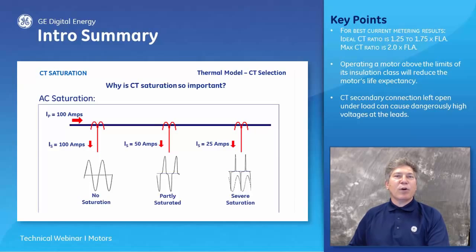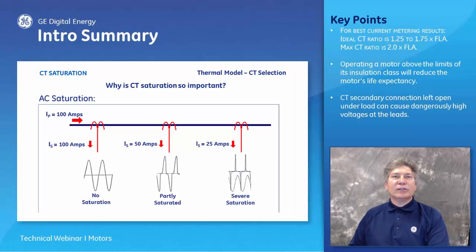If the CT is partially saturated, the relay would read slightly less current. If the CT is severely saturated, the relay would read much less current than if the CT had not saturated. If a CT were to saturate during an overload condition, it would appear as if the motor went into an undercurrent condition instead of an overload condition.